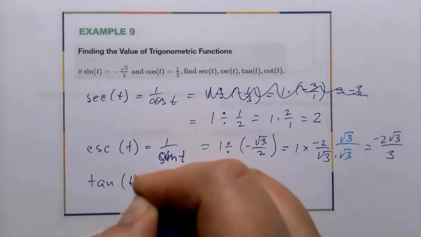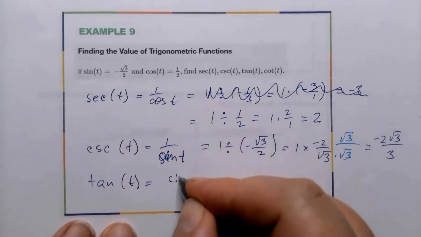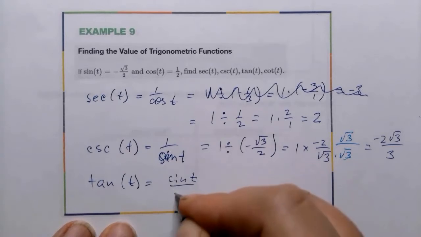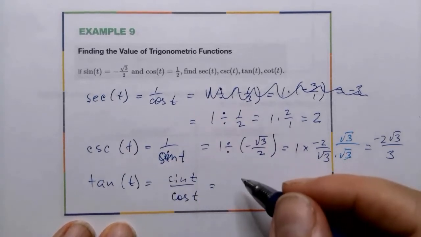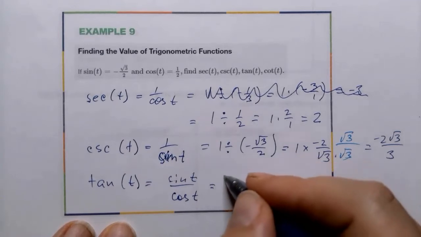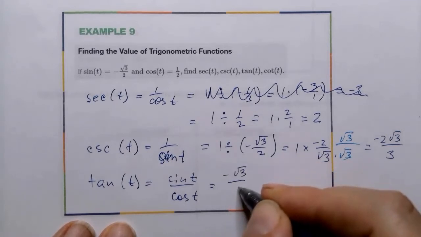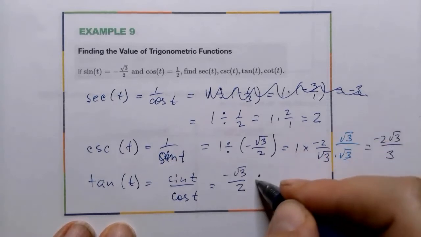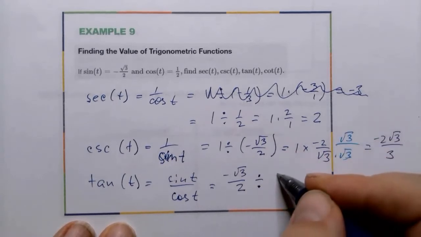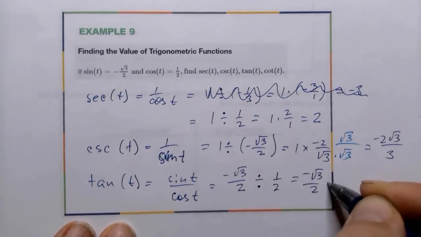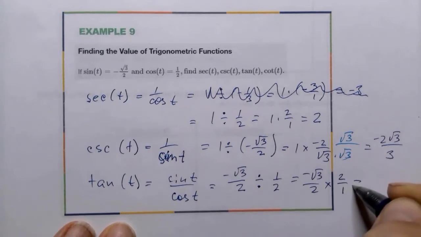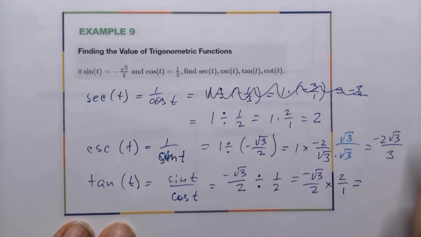Tangent is sine over cosine. So the sine is -√3 over 2, and we're going to divide it by 1/2. So times 2 over 1, which after we simplify the 2's, we will be left with -√3.